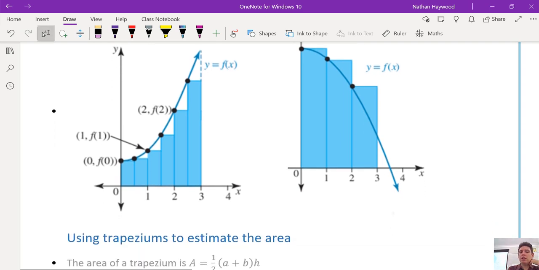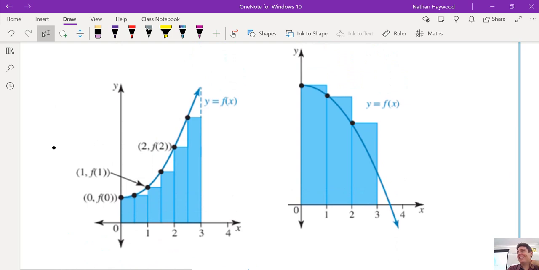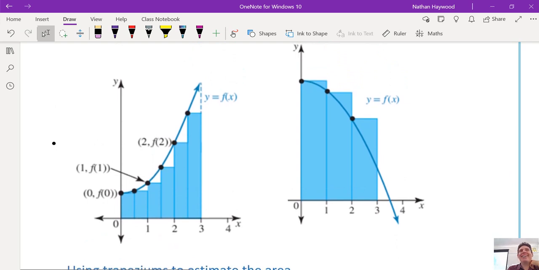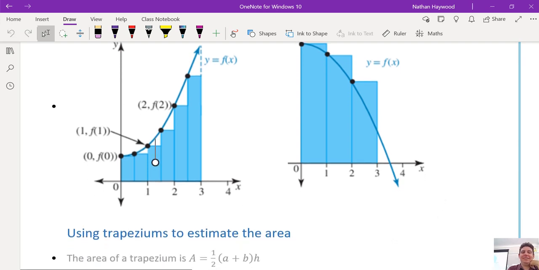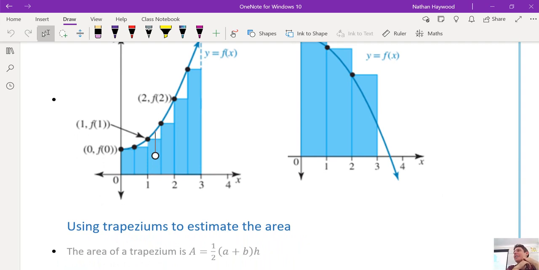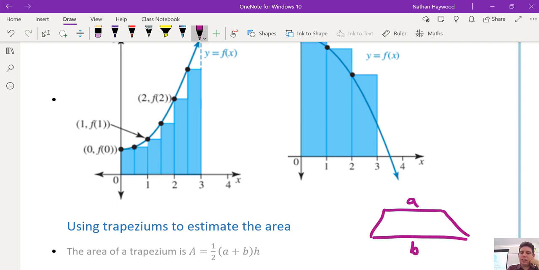Do you remember? Oh, there's the rule. Did anyone see it? What's the area rule for a trapezium? It's like half AB times H on 2. Very good. What's the AB? That's the A, that's the B, and the H is the height. So in this, what's the H? In the graphs, it's the width. It's the X value for each rectangle.